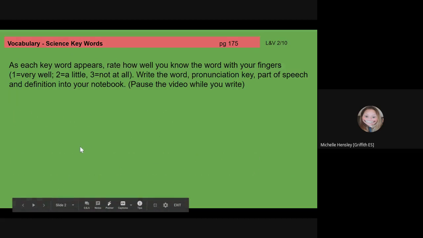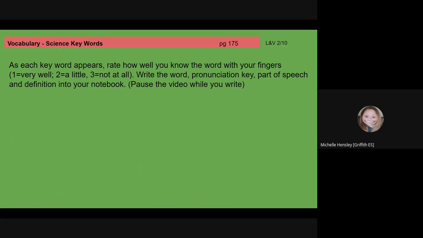Okay. As always, as each word appears, you're going to rate how well you know the word. If we were in class, you would definitely be holding up a finger to say, I really know that word, I can define it, that's a 1. Or I kind of know that word, I've heard it before, that's a 2. Or a 3, I don't know that word at all, I've never heard it before in my life.